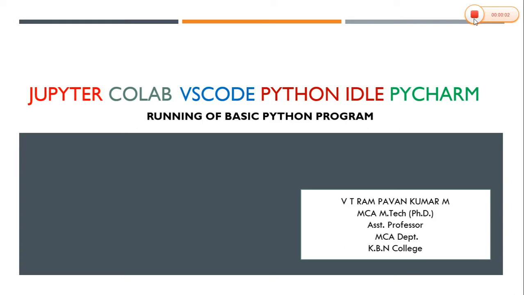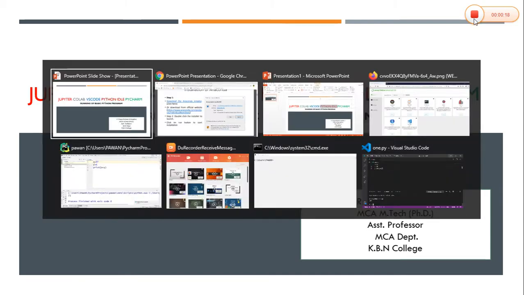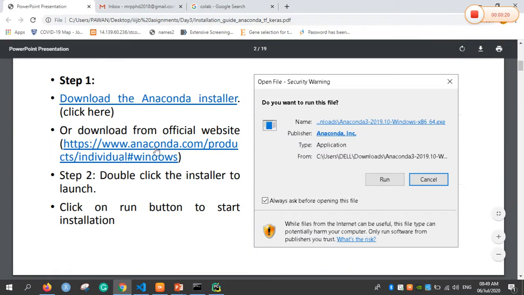This is Pawan Kumar. In this session, we are going to learn about how to run a basic Python program in Jupyter Notebook, Colab, VS Code, Python Idle, and PyCharm. So, for a Jupyter Notebook, we have to install the Anaconda Navigator. These are the following steps.